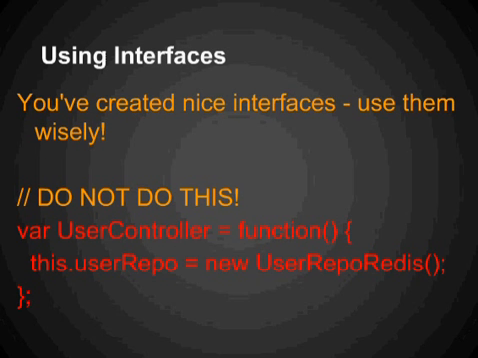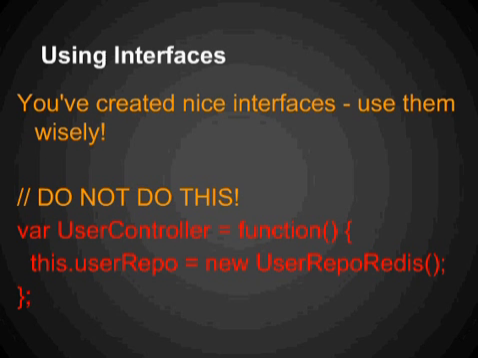The problem here is that later on, as you switch from user repo Redis to user repo S3, now you need to go through everywhere in your code where you've called new on this object, and you've got to replace it with your S3. And not only that, you're saying here in your user controller that I rely on Redis. And you don't want your user controller to rely on Redis. You want your user controller to rely on just a generic interface-based user repo, not a specific implementation of the user repo.